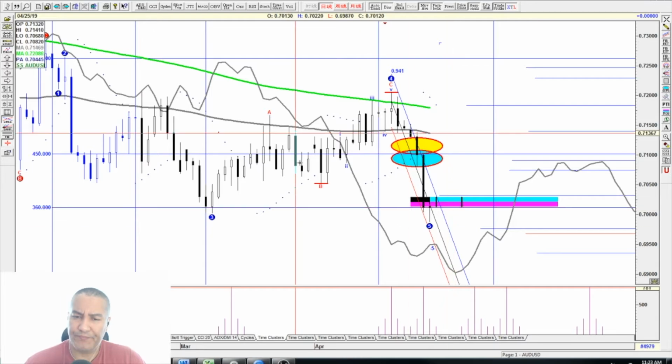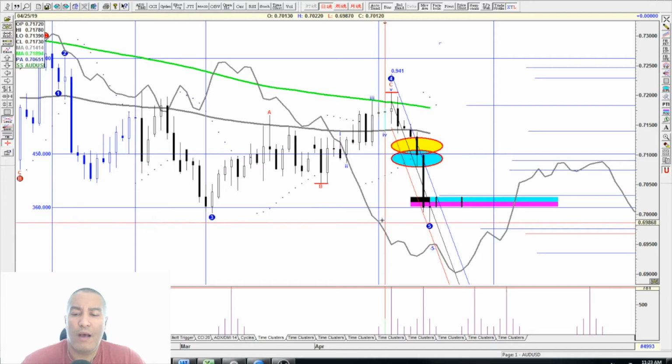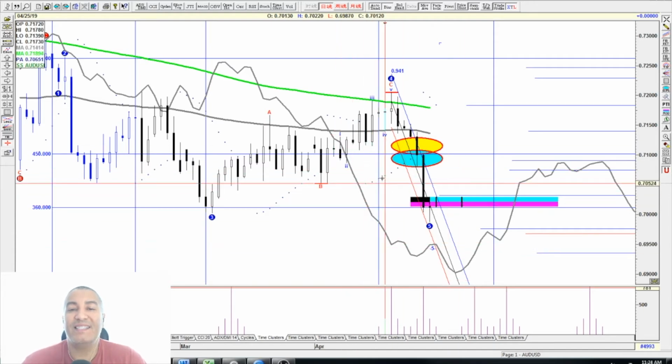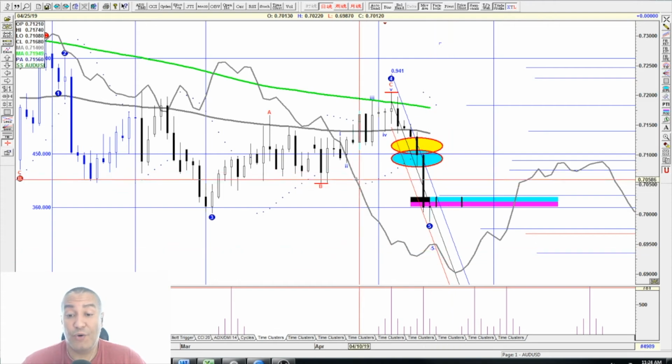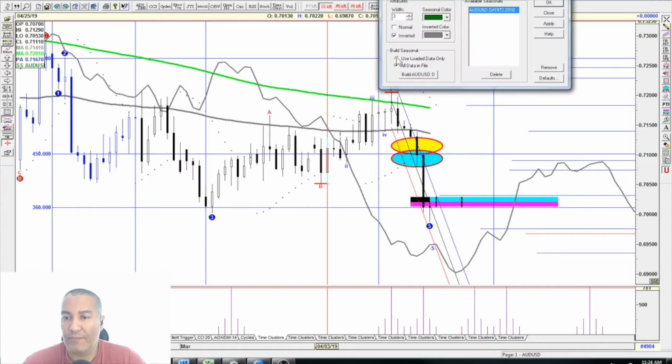regain that level. This gray line right here, it's a seasonality projection line. So it's kind of telling me what the Aussie does seasonally. And in theory, this was normally up. So let's see. I'll kind of show you. Normally it is like this.